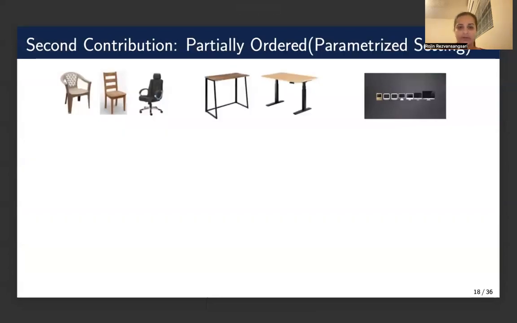Our second contribution is about partially ordered items, and here is where we define this parameterization. So let's say I want to assemble a home office, and for that I need a chair, a desk, and a monitor. Well, I am unit demand over each of these categories because I don't need 2 chairs, I only need 1. However, I can have any values over the combination of these items. The only property that it needs to have is that if I have a bundle of items and I replace a chair, for example, in my bundle with a better chair, then the value of my bundle should not decrease.